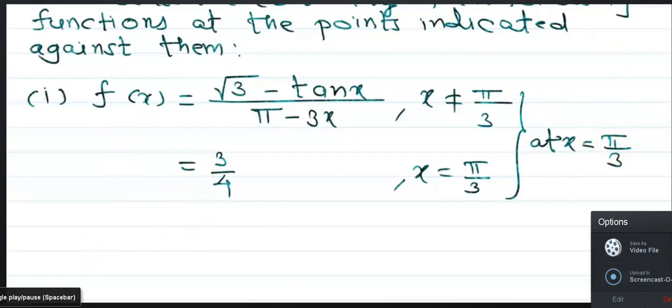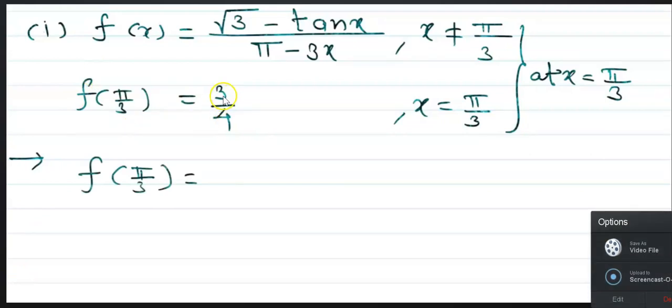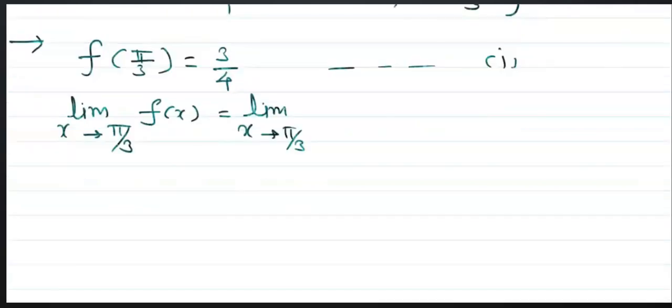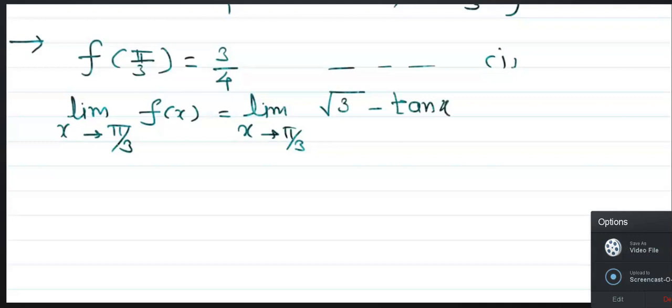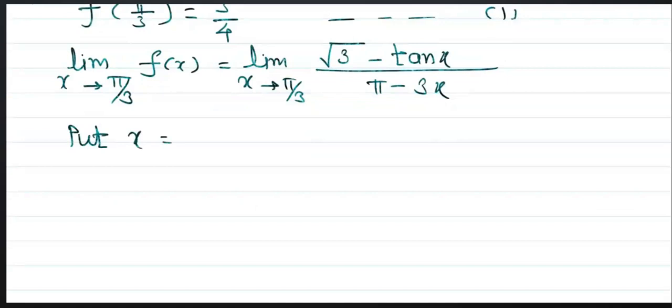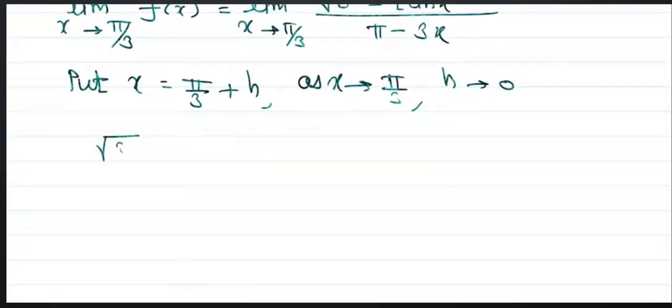Now what is this? F of pi by 3 is equal to 3 by 4. Number 1. Now we'll find out the limit here. Limit x tends to pi by 3 of f of x is equal to limit x tends to pi by 3 of (root 3 minus tan x) upon (pi minus 3x). Now put x equal to pi by 3 plus h. As x tends to pi by 3, h tends to 0.